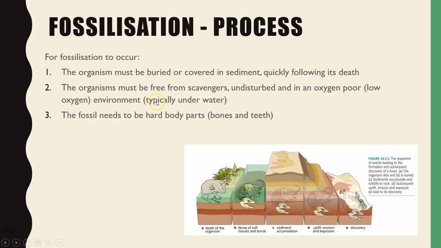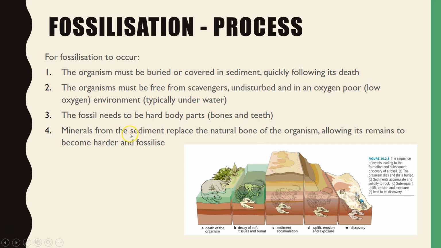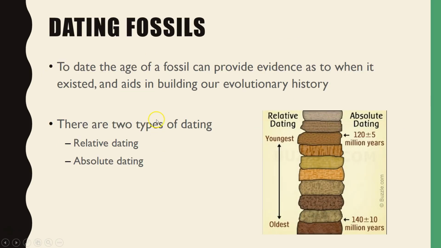The fossil typically has to be made of hard parts. Typically, hard parts fossilize, such as bones and teeth, better than soft tissues. Not always the case, though. And the minerals typically replace the sediment from natural bone, allowing the remains to become hard and fossilize. So these are the processes or steps we need in order for fossilization to occur.